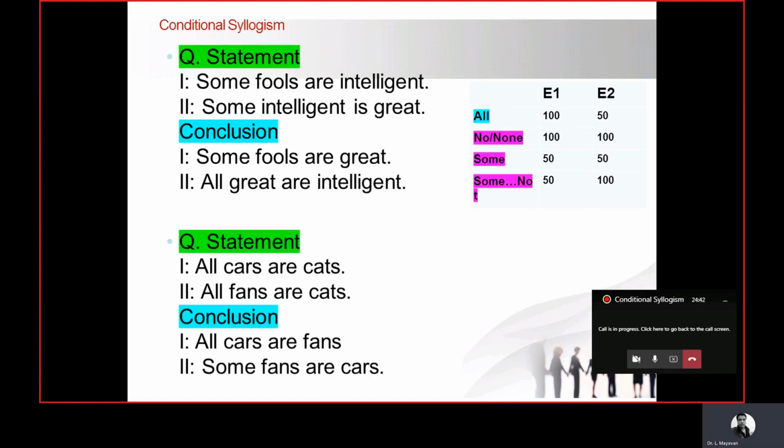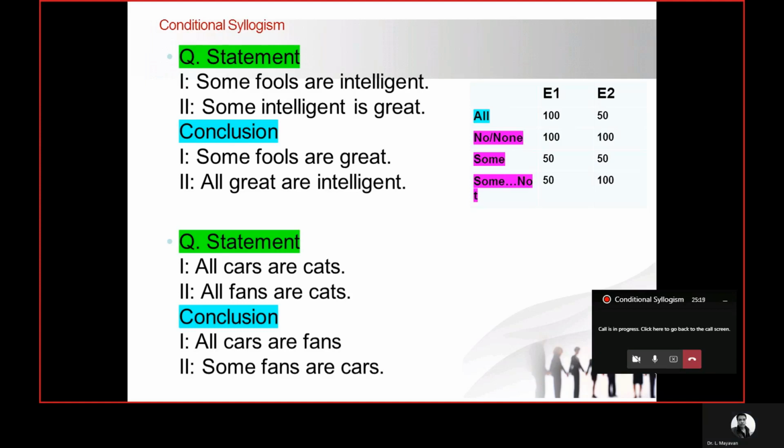How about the second conclusion? All great are intelligent. All. What is the value for all? Great, the first element, in all has a value of 100, and intelligent has the value of 50. Whereas great in the statement is 50, here it is 100 in the conclusion. So option 2 is greater. So expense is greater than the income. So option 2 cannot be followed. These are wrong options. Only option 1 follows.